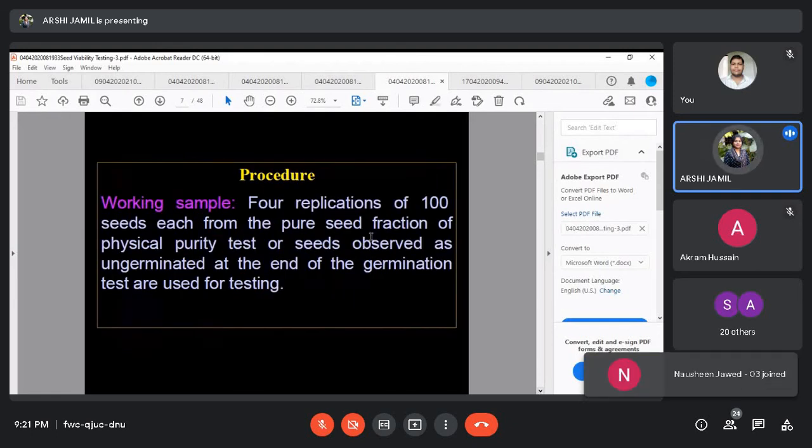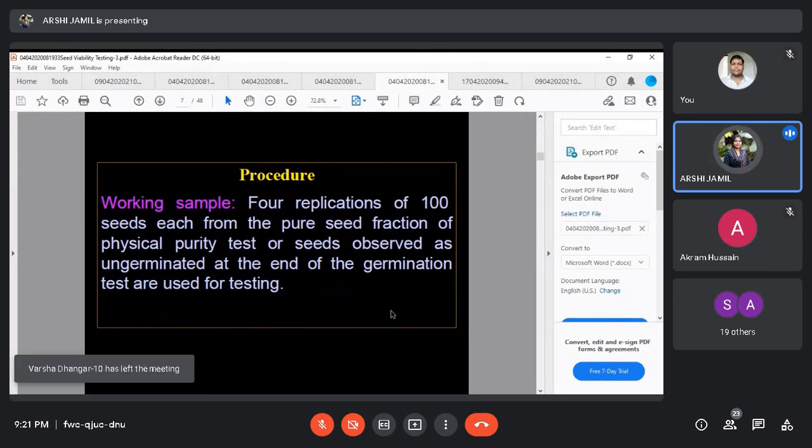Then the procedure or the working: 4 replications of 100 seeds each from the pure seed fraction of the physical purity test, or seeds observed as ungerminated at the end of the germination test, are used for testing. Those seeds which qualified the physical purity test, or those seeds that haven't shown any germination at the end of the germination test, those seeds are used.